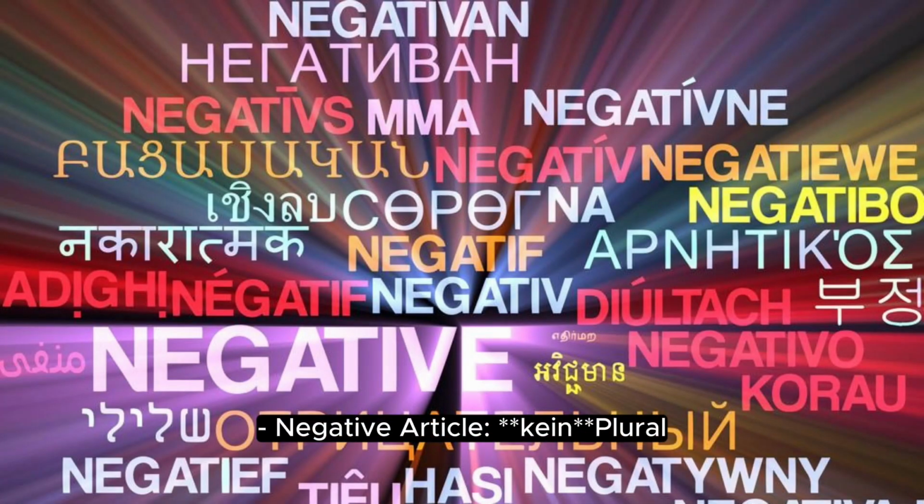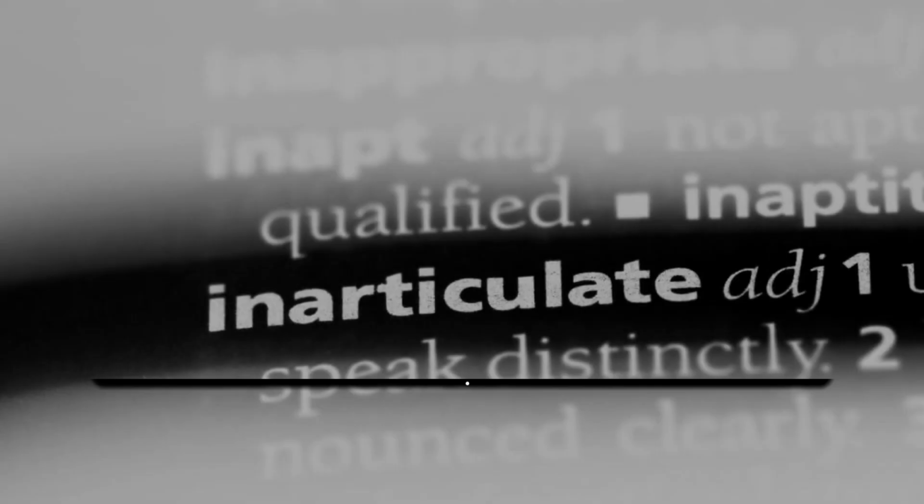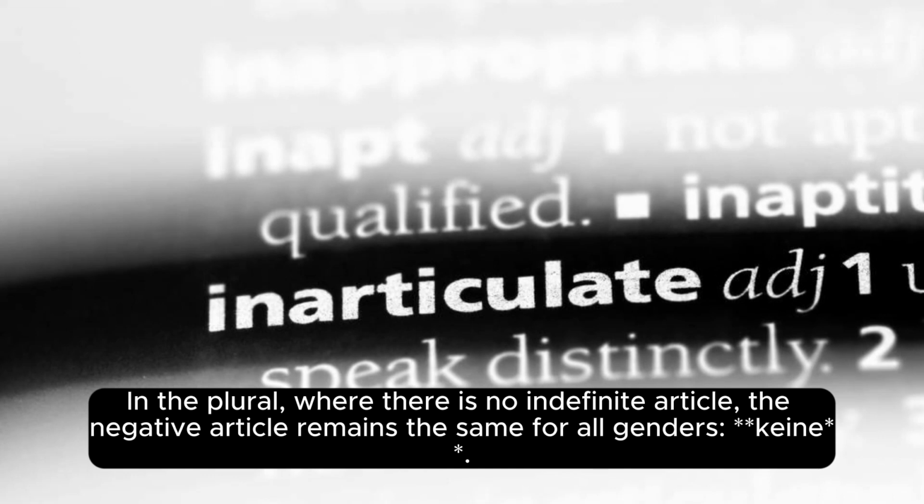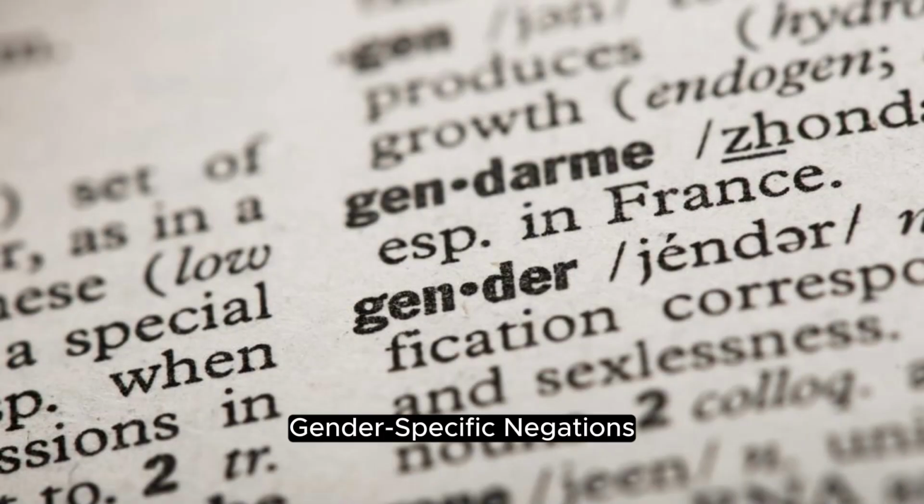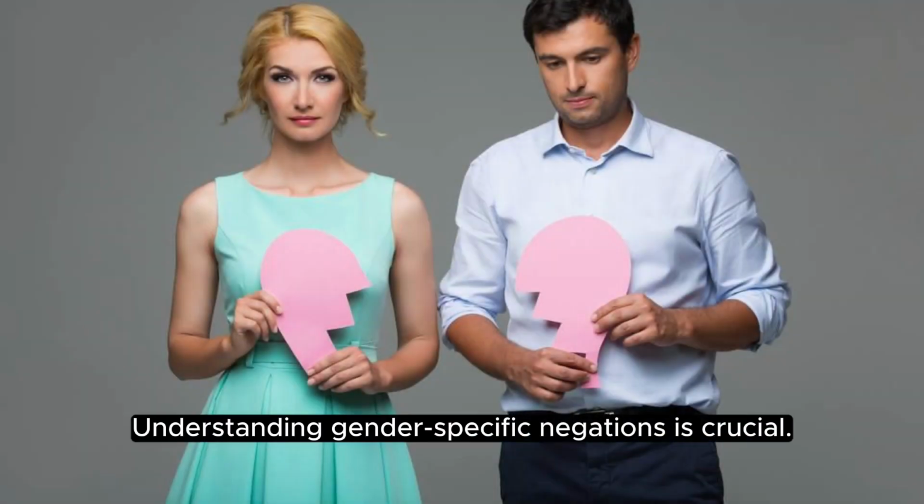Negative article, kein. Plural, keine. In the plural, where there is no indefinite article, the negative article remains the same for all genders, keine. Gender-specific negations. Understanding gender-specific negations is crucial.